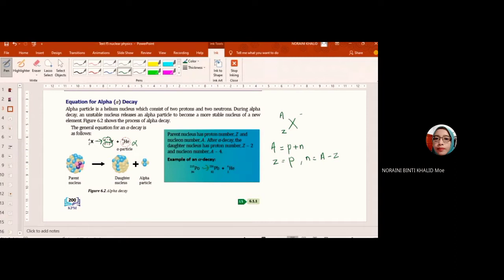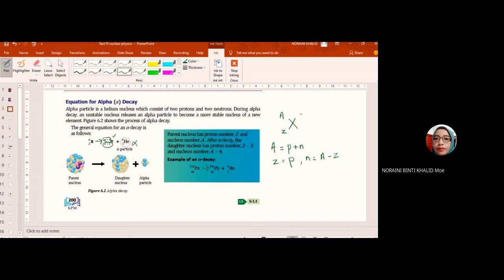For alpha decay, it releases an alpha particle. You look at the general equation here. Let's say we have element X, nuclide notation is X A Z, releasing one alpha. Alpha is 4 2 He. So the new element produced is Y, where the nucleon number for Y is reduced by 4 and the proton number reduced by 2. So actually the number of nucleons is balanced, left and right. Same thing, proton number left and right are balanced. So we have this as the general equation for alpha decay.